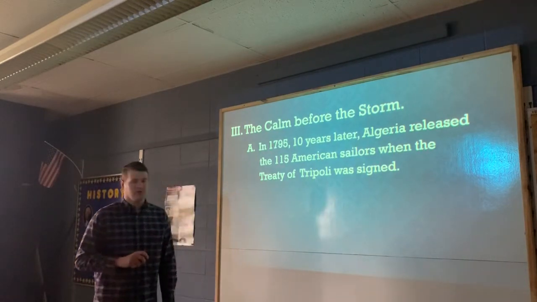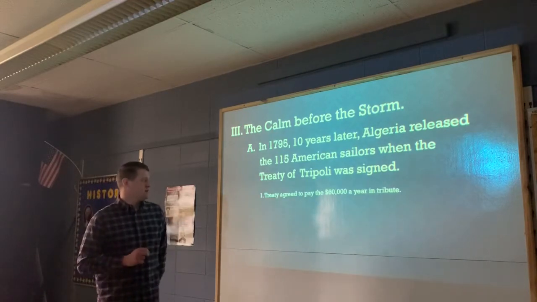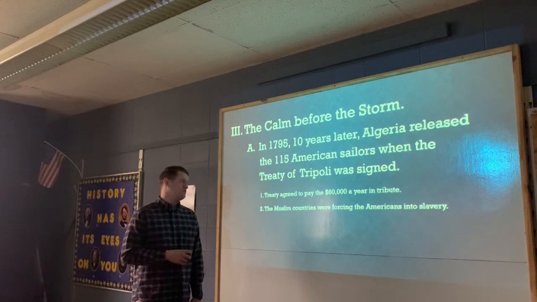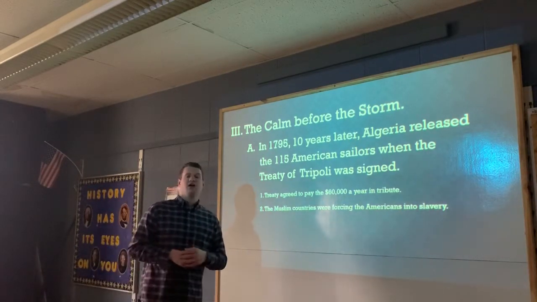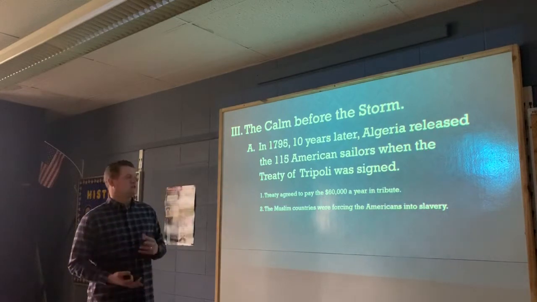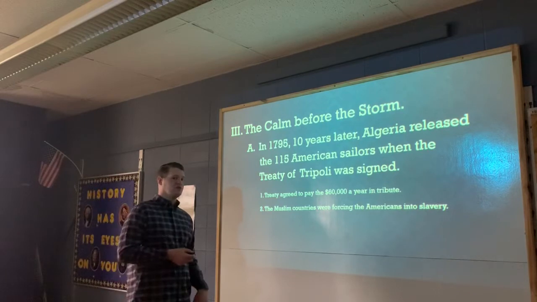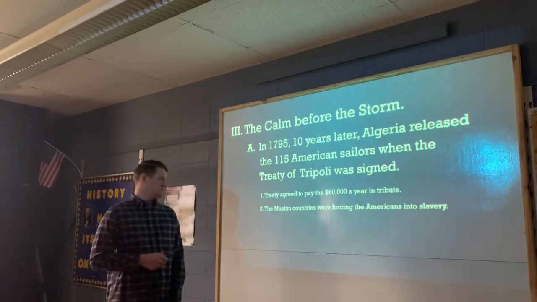So the Treaty of Tripoli was signed in 1795. The treaty agreed to pay $60,000 a year in tribute. Number 1, the treaty agreed to pay the $60,000 a year in tribute, so $60,000 per year for Algeria. So this becomes the second state to sign a treaty with the Americans.